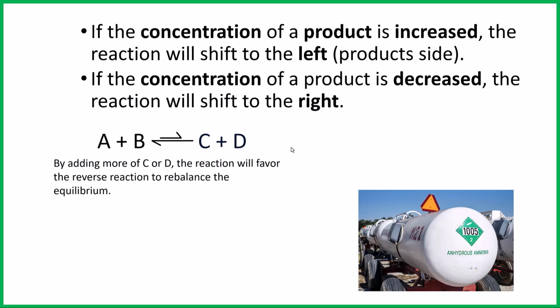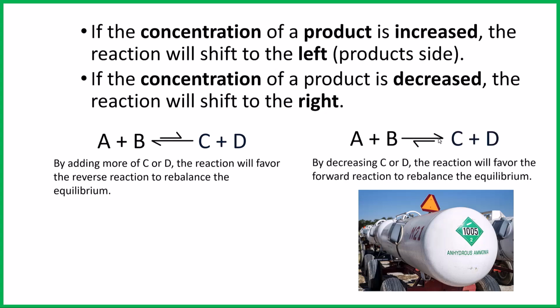Likewise, if the concentration of a product is decreased, the reaction will shift to the right. So here, if we remove some of these, the forward reaction will be favored to make more of that product and rebalance.